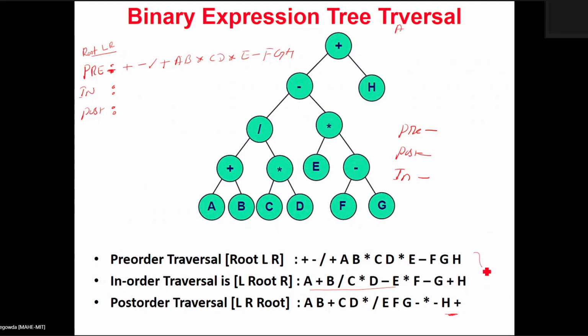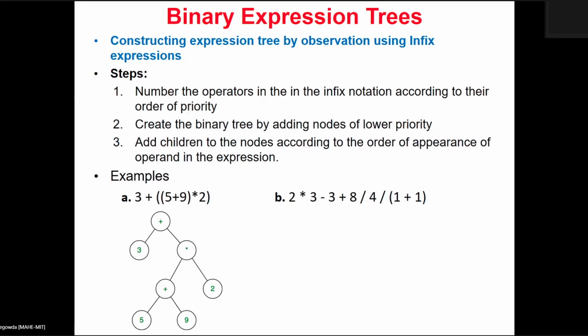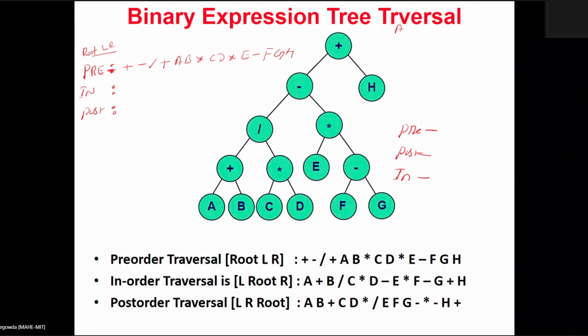If you observe these output sequences, okay, what are your observations? What are the inferences you can make? If you do the traversal of the binary expression tree, you are getting the pre-order traversal output, in-order traversal output, post-order traversal output. What exactly do those outputs represent?